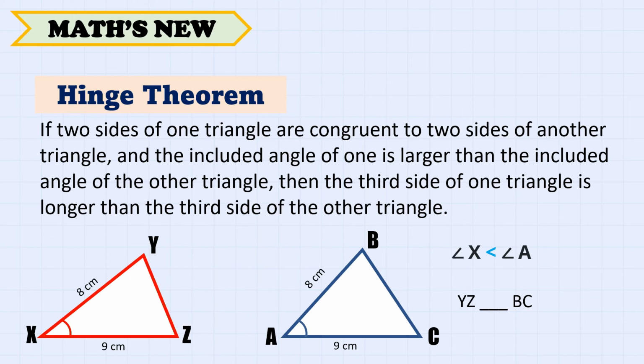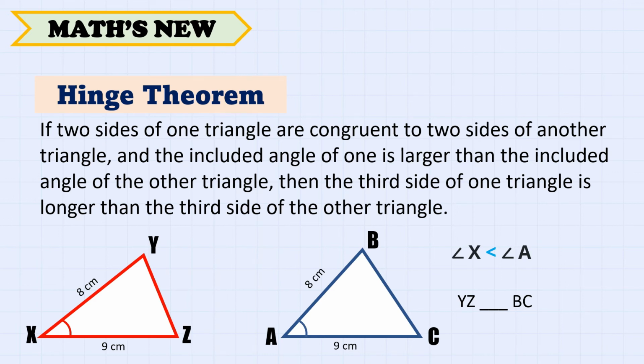So let's analyze the Hinge Theorem. The first statement says, if two sides of one triangle are congruent to two sides of another triangle. We have here two triangles, triangle XYZ and triangle ABC. Side XY is congruent to side AB of the other triangle. Also, segment XZ is congruent to segment AC. So the two sides are congruent to each other.